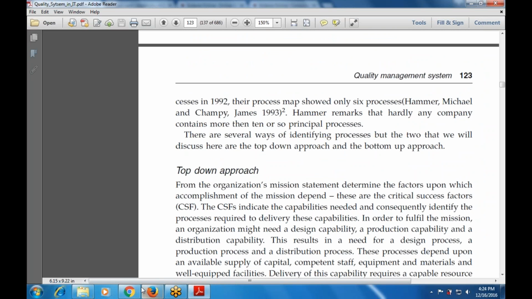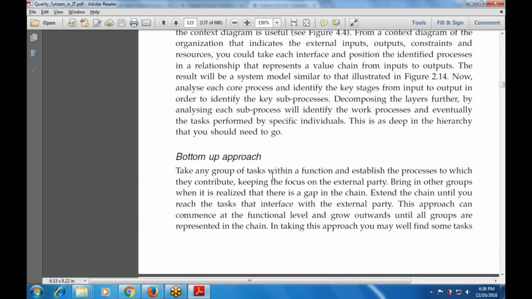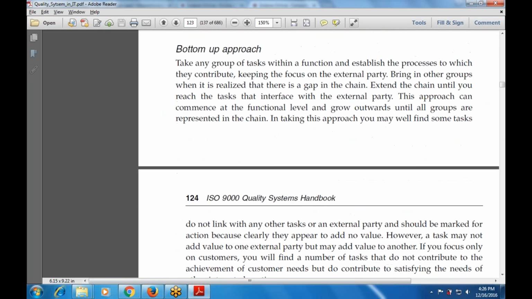Now, what is the top-down approach? The top-down approach can be used together with the medium or the bottom-up approach also. Bottom-up means slowly going from the bottom up to the main part. So one is a top-down approach, and one is a bottom-up approach.